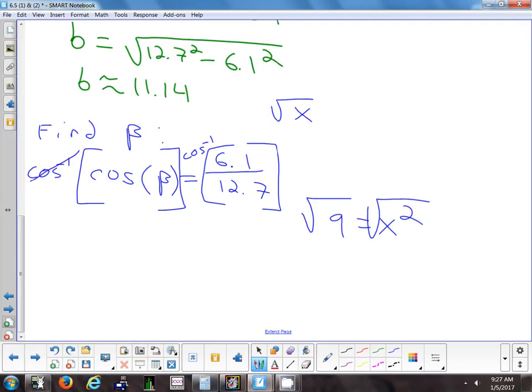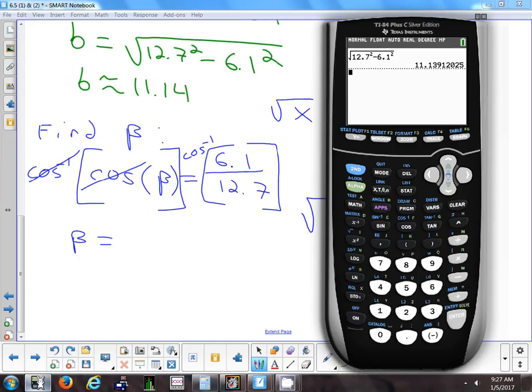And when you do that, inverse cosine and regular cosine cancel out. So what's the only thing I'm left with on the left-hand side? Just beta. And now I need to type all that in on the right-hand side. First thing you want to make sure of is that you're in degrees, and we are. So I'm going to do second cosine, 6.1 divided by 12.7. So it's about 61.29 degrees.